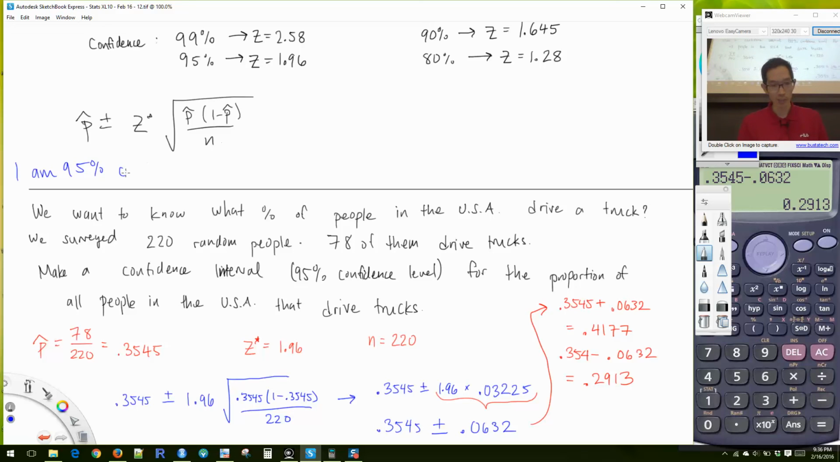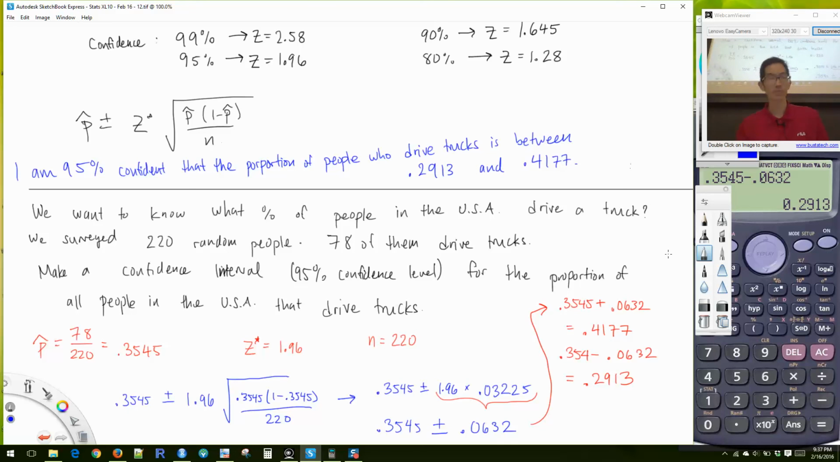95% confident that the proportion of people who drive trucks is between 0.2913 and 0.4177. And there we go.